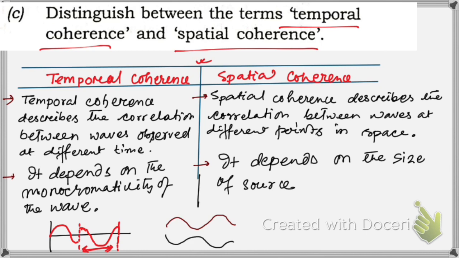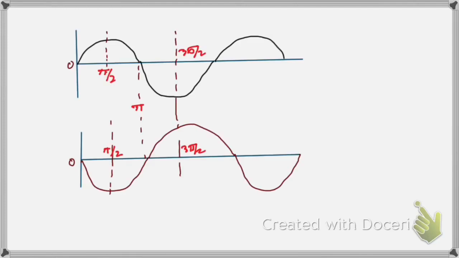So let me take a new slide here. You can write the answer from here or this table directly. Let me explain the spatial coherence in the next slide. Here you see, suppose you have two waves. Let me draw the waves first. Suppose we have taken two points here, one point and another point on the two waves.